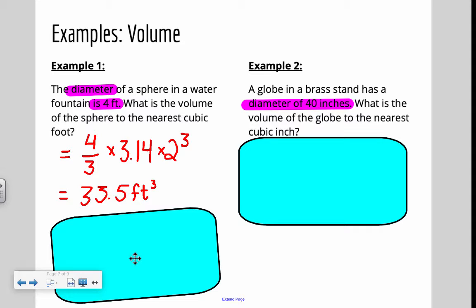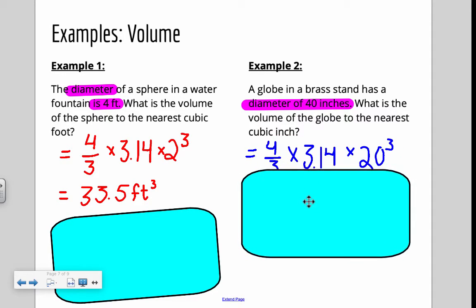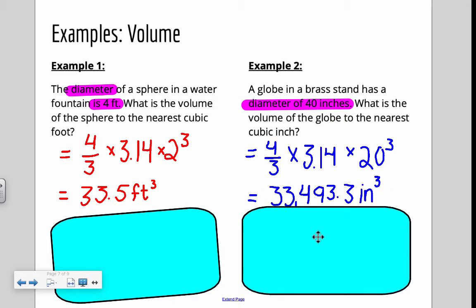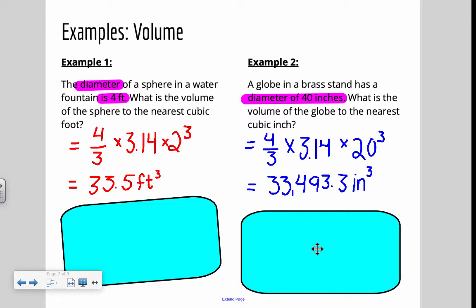And then for example 2, a globe in a brass stand has a diameter of 40 inches. What is the volume of the globe to the nearest cubic inch? So again, they're giving the diameter. I need the radius, so half of 40 is 20. I'm going to fill that in. 4/3 times pi times 20 cubed. Type it in. We're going to get 33,493.3 inches cubed.